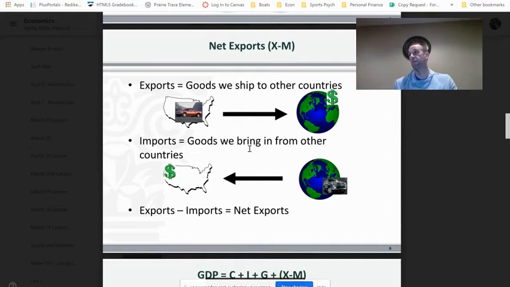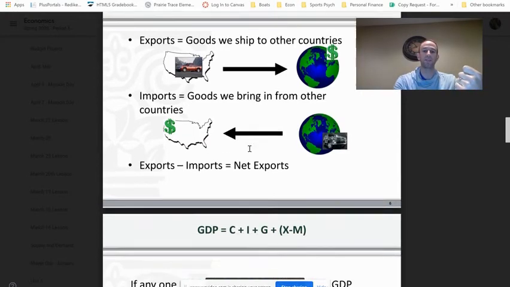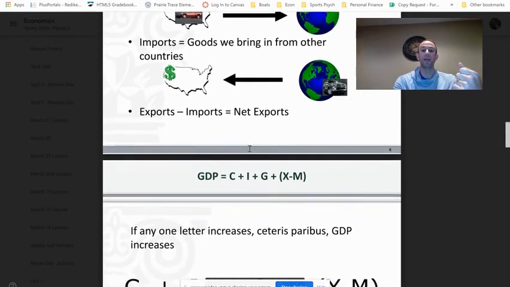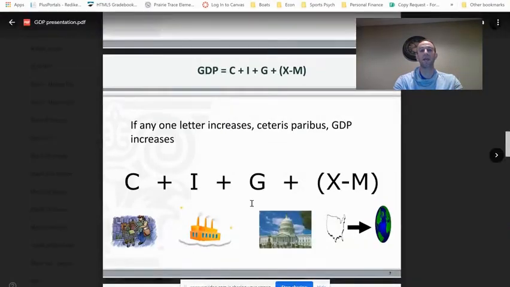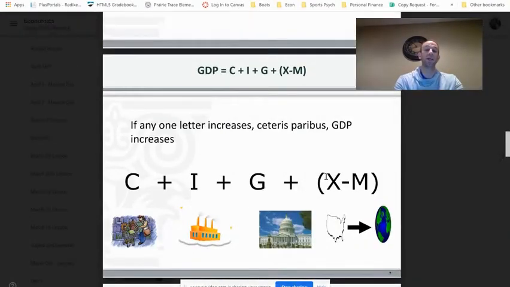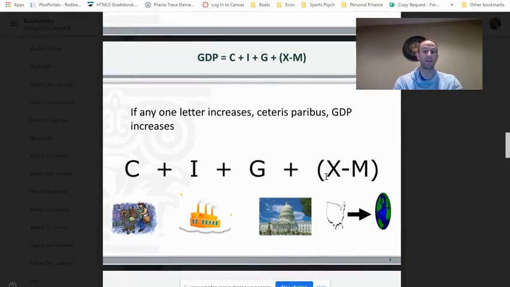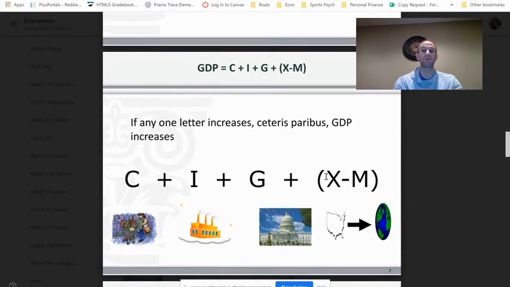So if we exported $1 trillion worth of stuff, but we imported $1.2 trillion worth of stuff, we would actually be losing money. Okay. So we take the consumption, we take the investments, we take the government spending, and then we add in our exports minus our imports, and this tells us what our GDP is.